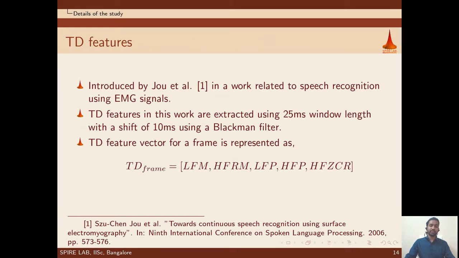Now getting into each feature extraction method in detail. So firstly, talking about the TD features. These were introduced by Zhou et al. in a work related to speech recognitions using the EMG signals. In this work, the TD features are extracted using a 25 millisecond window with a shift of 10 millisecond using a Blackman filter. A TD feature vector for a frame is represented as this.